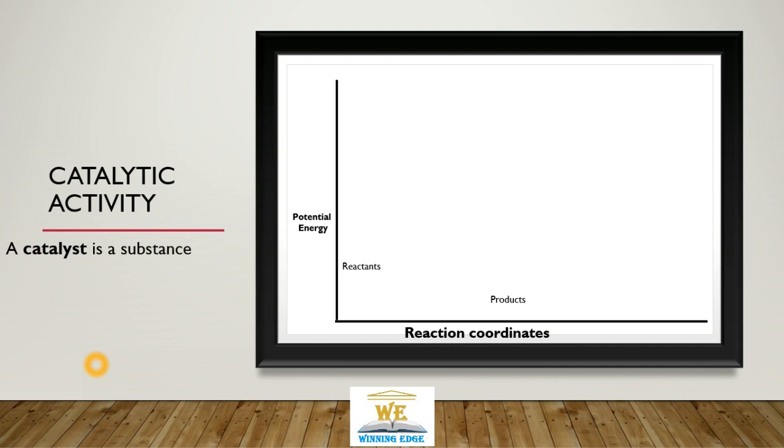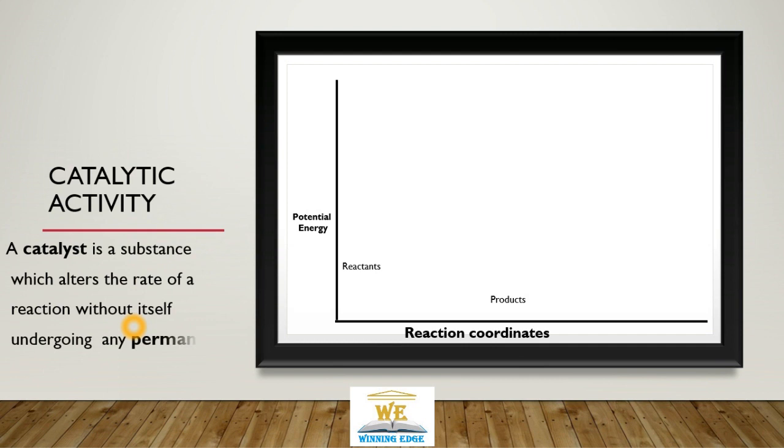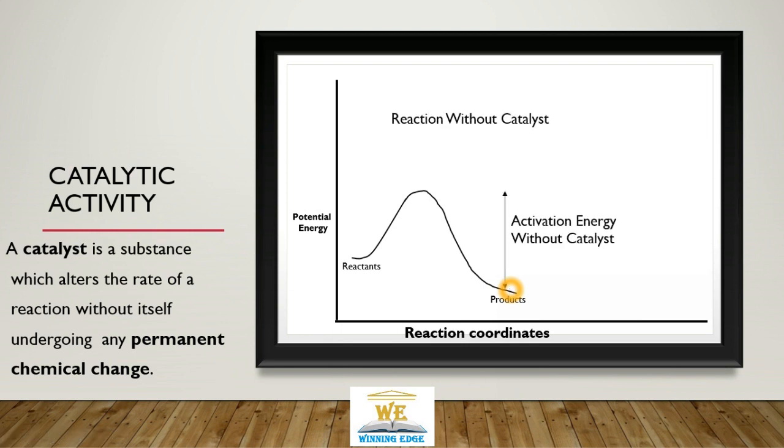Now, catalytic activity, the effect of a catalyst on chemical reactions. We know a catalyst is a substance that alters the rate of a reaction without itself undergoing any chemical change. Same as before, this is energy on the y-axis and reaction coordinate, which is nothing but the reaction at different times. Here we see a reaction goes from reactants to products. This is the activation energy level without any catalyst. The reaction proceeds in the presence of a catalyst. You see, the activation energy has come down.